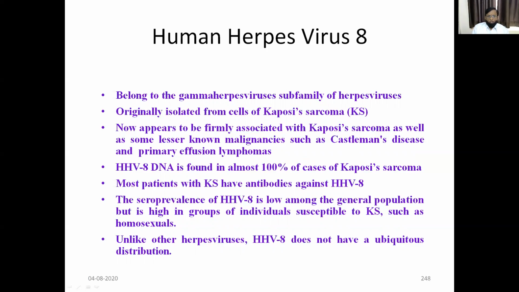The DNA is found in almost 100% of cases of Kaposi sarcoma, indicating that Kaposi sarcoma is due to human herpes virus 8. Most patients with Kaposi sarcoma have antibodies against HHV8. The seroprevalence of HHV8 is low among the general population, but is high in groups susceptible to Kaposi sarcoma, such as homosexuals. Unlike other herpes viruses, HHV8 does not have a ubiquitous distribution. It is not present all over the world. Ubiquitous means present all over the world.